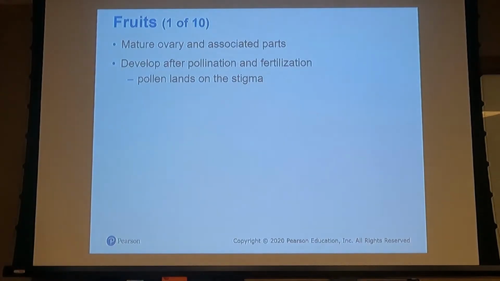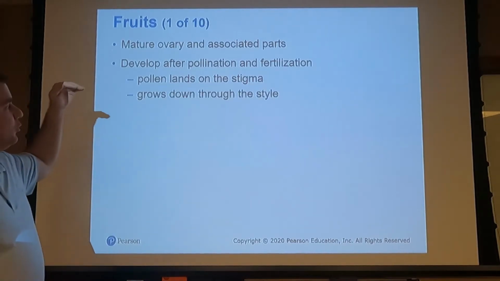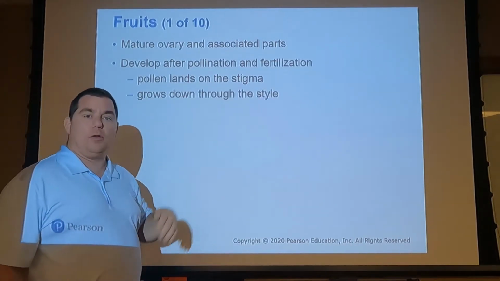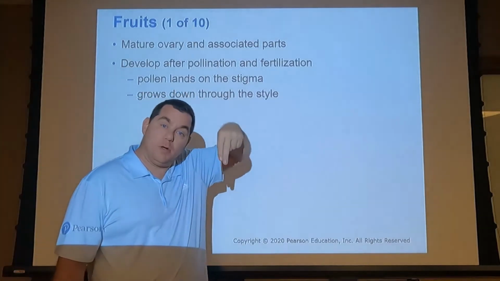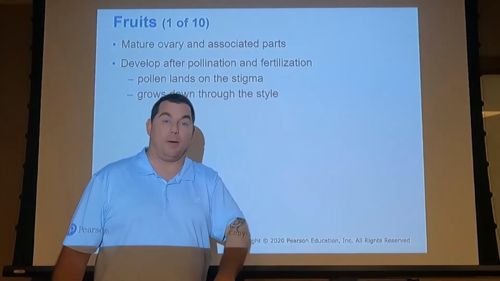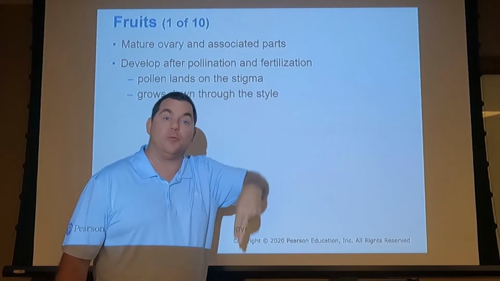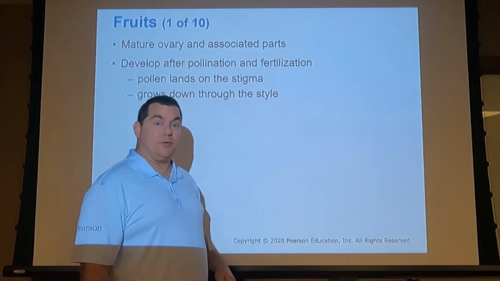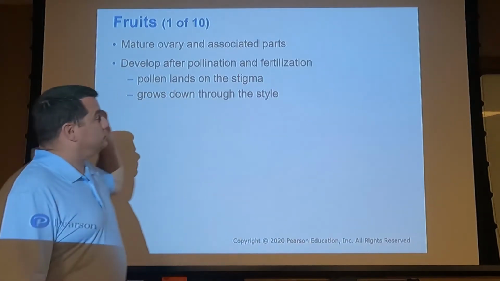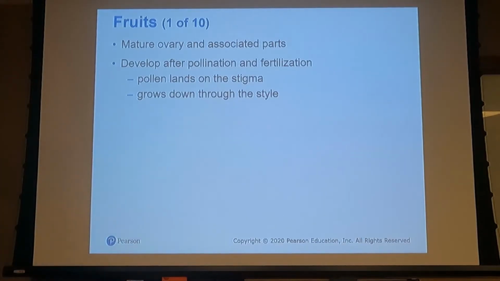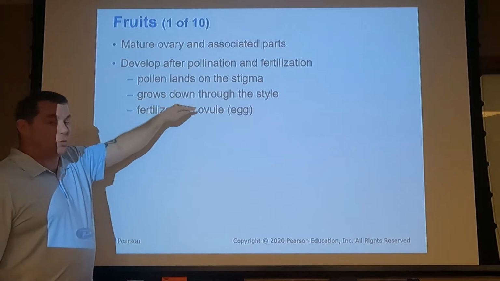So it has to be from the same species. Pollen's going to land on the stigma. That pollen will grow down through the style, which is the tube of the female part. That's the tube of the pistillate. So remember, we had that is going to then fertilize the ovule.